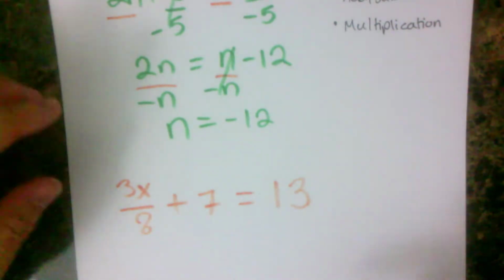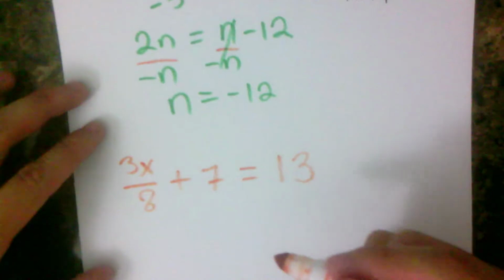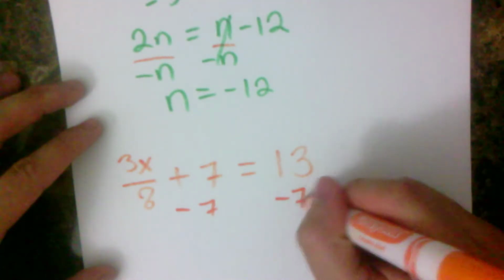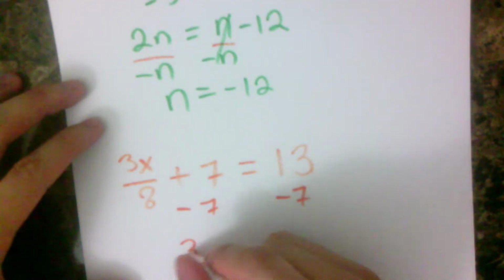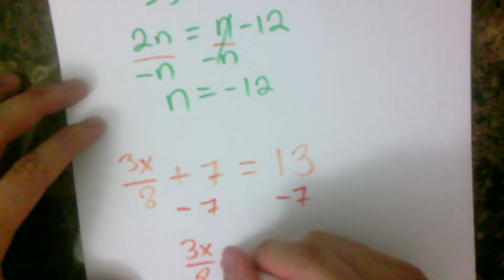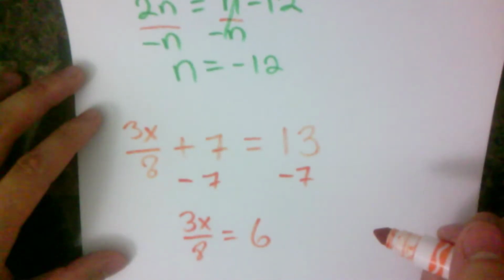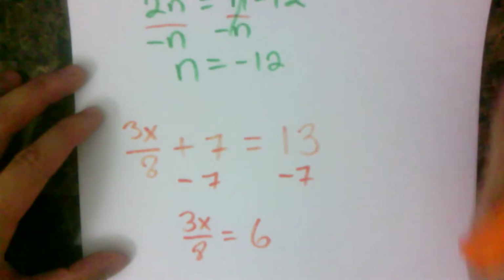For this particular problem, I'm going to go ahead and subtract my 7. Okay, so over here, I'm going to subtract my 7 from both sides. What you're going to end up with is just 3x over 8 is equal to 13 minus 7 gives you 6. From this point on, we're just going to get rid of things in order.